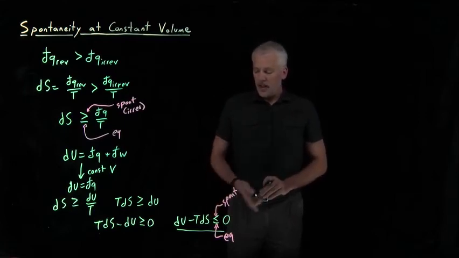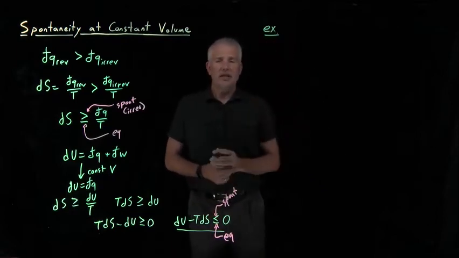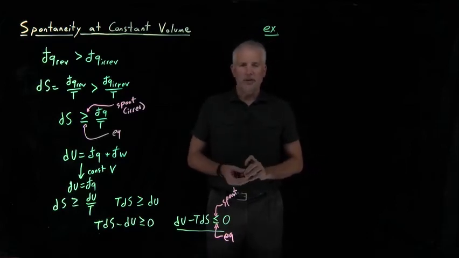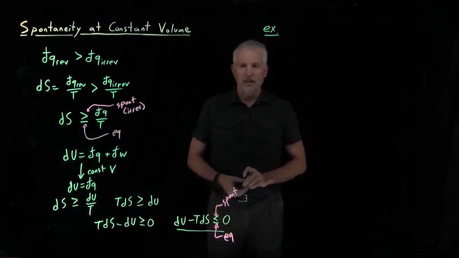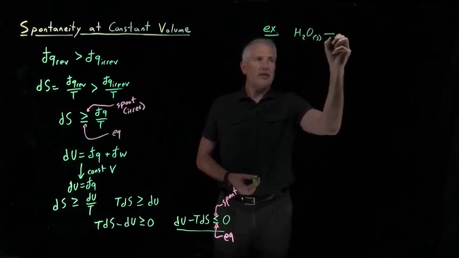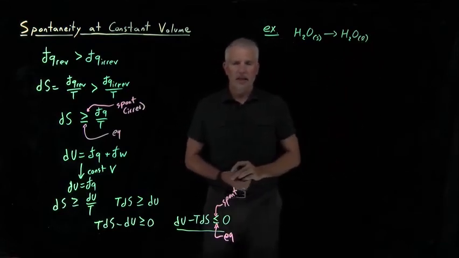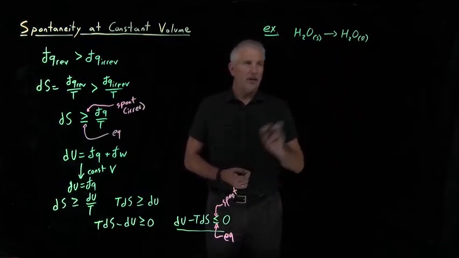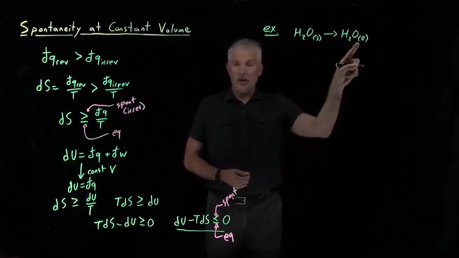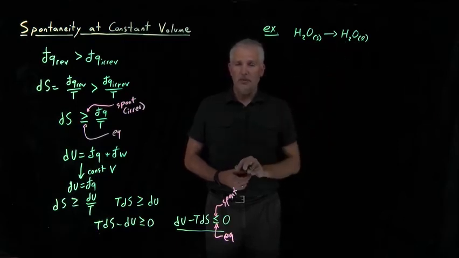So to give you an idea of how this works in practice, let's take an example of a process where we can predict without doing any math whether the process is going to be spontaneous or not, and we'll see what this equation says about the same process. The process we'll consider is the melting of ice, solid water turning into liquid water. And we know whether that's spontaneous or not if we know one additional piece of information: solid ice will melt and form liquid water if the temperature is above the boiling point. It will stay frozen. It will not be spontaneous to melt if the temperature is below the boiling point.